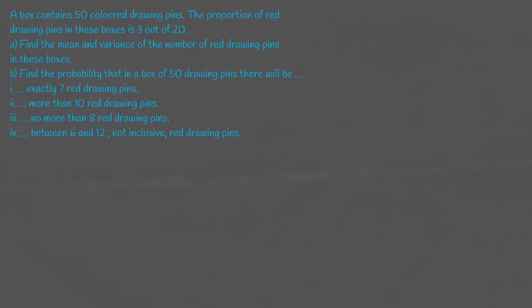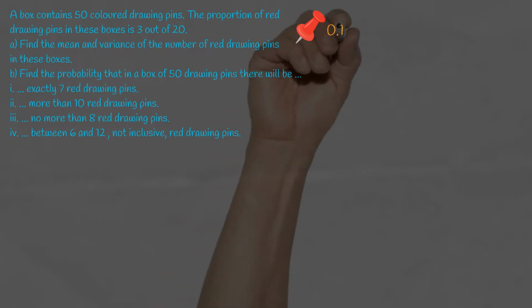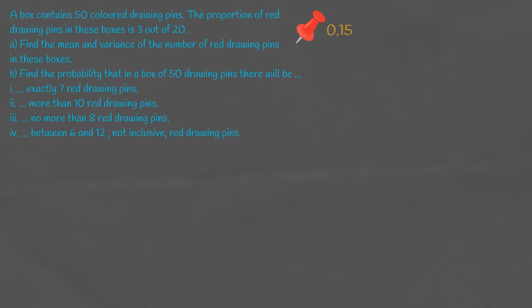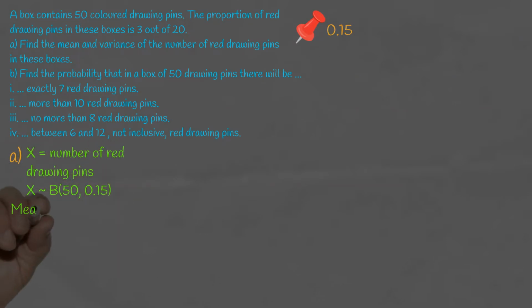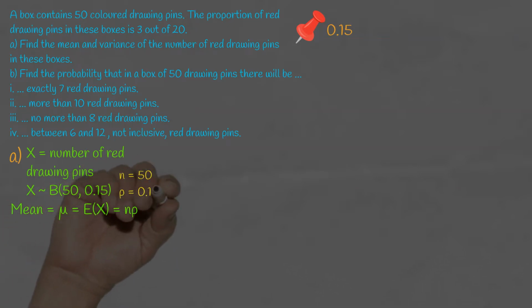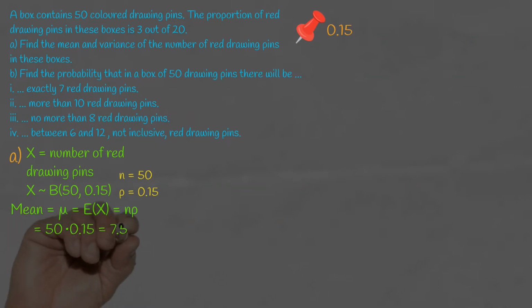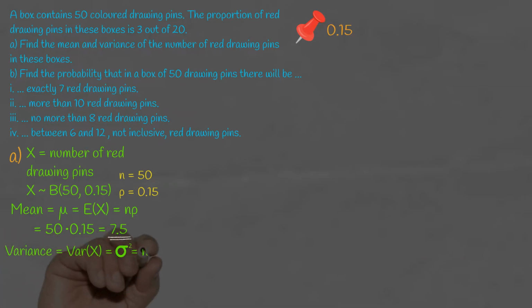In the next question, we have 50 coloured drawing pins. Now, about 3 in 20 are red. That means about 15 out of 100 are going to be red, so we have a probability of 0.15. As in the previous question, the mean is calculated by n times p, and here n is 50 and p is 0.15, so we can calculate the mean as 7.5.